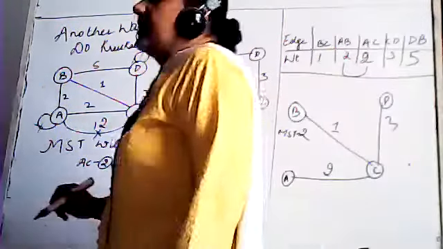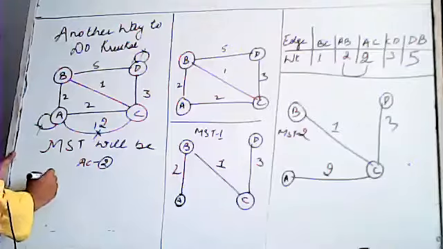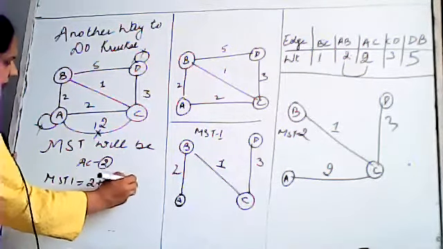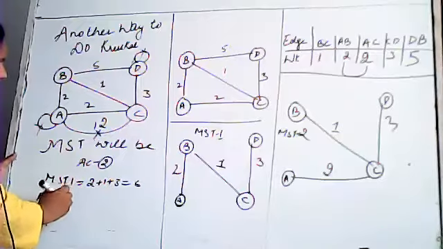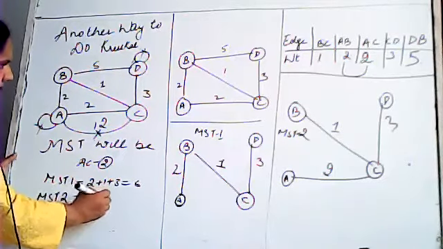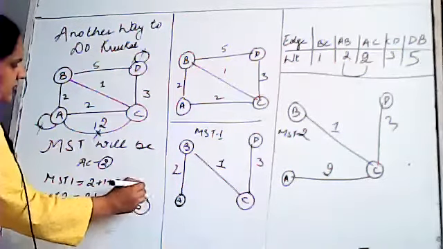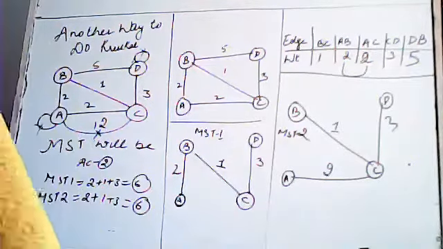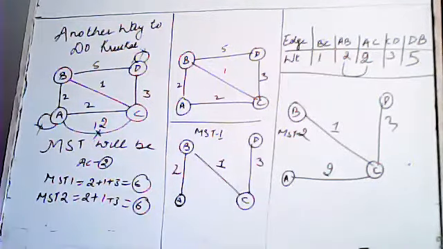Now, the total weight of this MST would be, MST1 total weight would be 2 plus 1 plus 3, that would be 6. MST2 would be having, so 6 weight in total we will get in both the cases. In minimum spanning tree 1 and in minimum spanning tree 2, we'll be getting 6 as the weight in both the cases. Fine. If it is clear, please raise your hands so that I come to know that I have to move further.